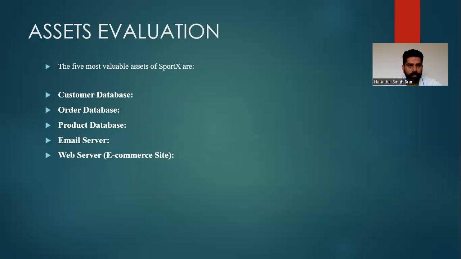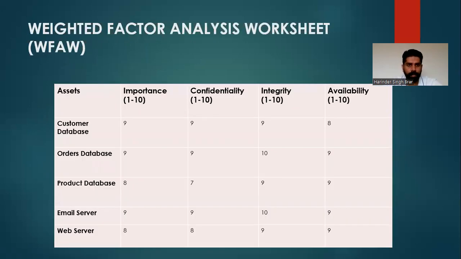Assets evaluation. The five most valuable assets of SportX are customer database, order database, product database, email server, and web server. Talking about the weighted factor analysis worksheet, there are four main factors that affect assets: importance, confidentiality, integrity, and availability. These are rated from 1 to 10, where 1 is very low and 10 is very high.